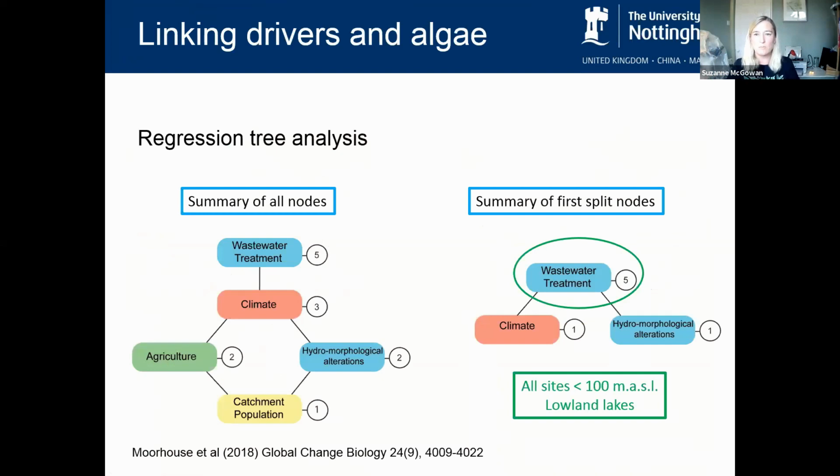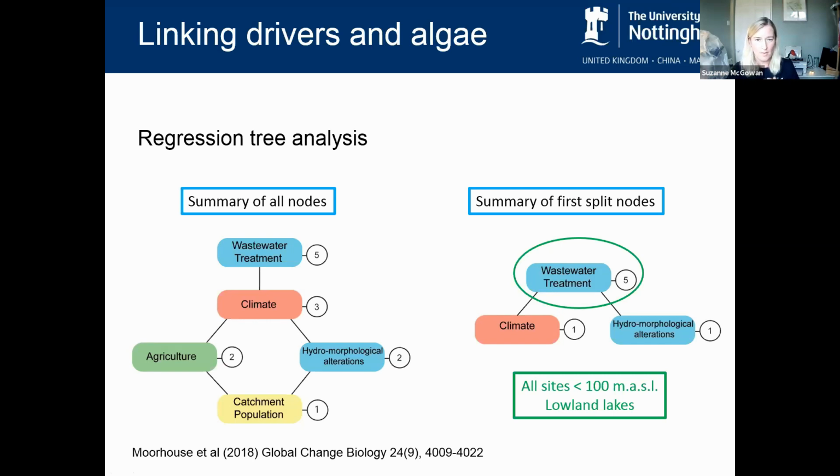So Heather was able to do some much more sophisticated analysis than I was able to do in the initial Windermere analysis. She did a regression tree analysis, which allowed us to look at the importance of different drivers in all of these lakes, and to categorize it using this analysis. What was really coming out as significant was wastewater treatment, with a secondary driver of climate. And if you look at just the lowland lakes, where there's more housing and things around them, the big thing coming out of this was wastewater treatment.